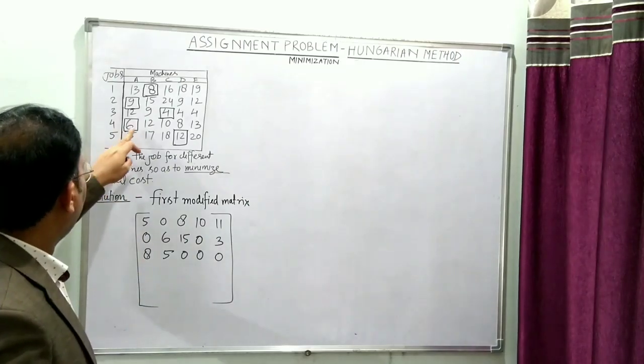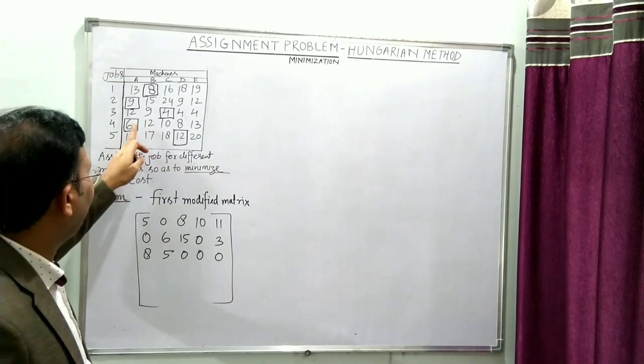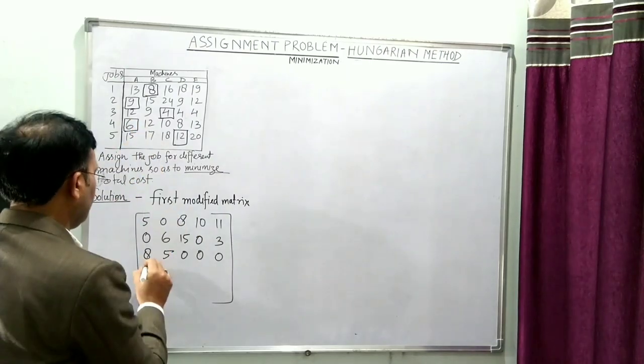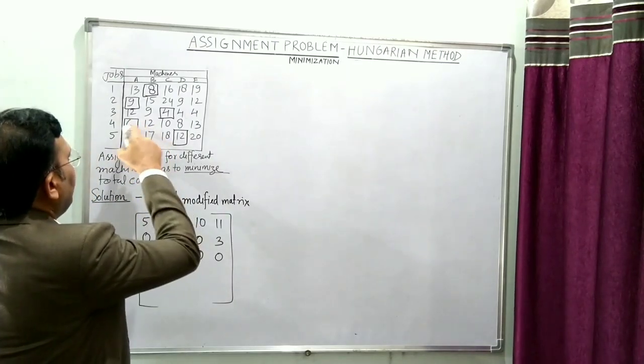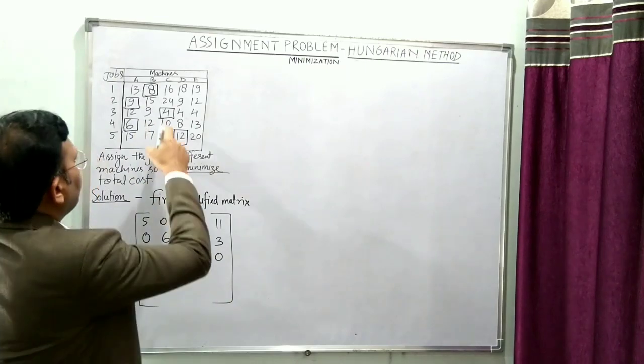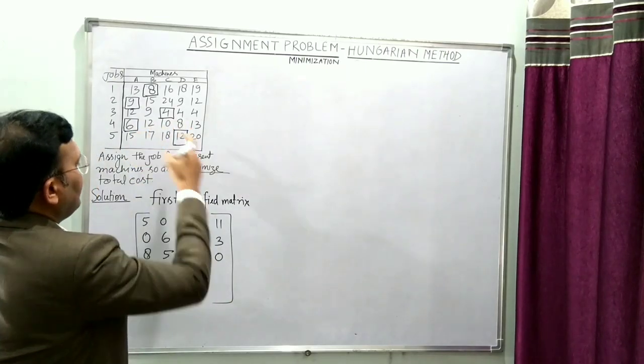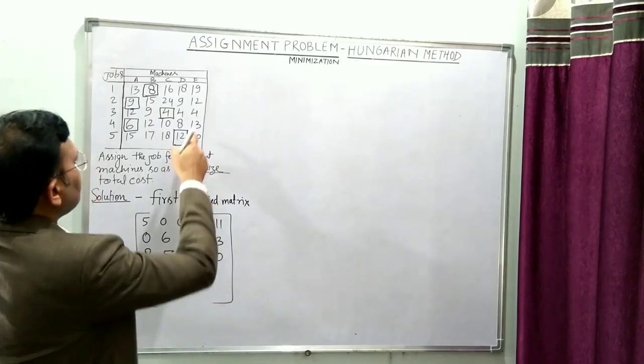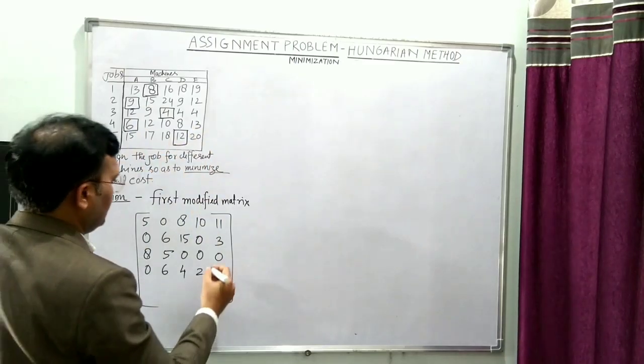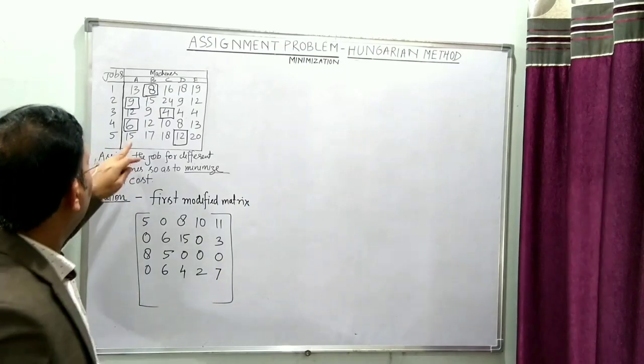Now see, for the fourth row, the minimum element is 6. So 6 minus 6 is equal to 0. 12 minus 6 is equal to 6. 10 minus 6 is equal to 4. 8 minus 6 is equal to 2. 13 minus 6 is equal to 7.